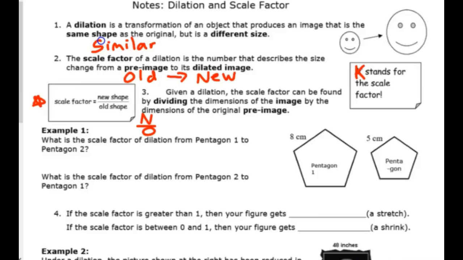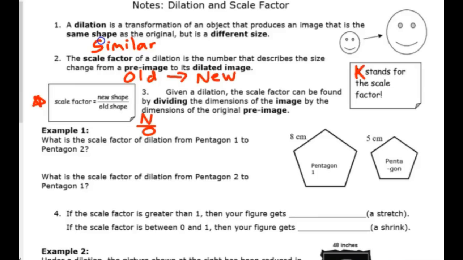So look at number 3. Given a dilation, the scale factor can be found by dividing the dimensions of the image, the new, by the dimensions of the original, the old. So new over old, N over O. If you do it the other way around, you will get it wrong, and it will be a sad day.